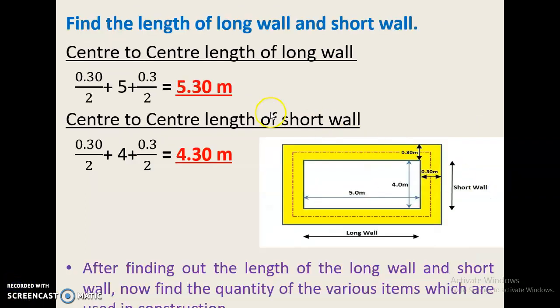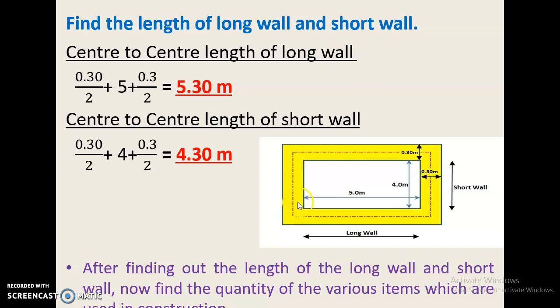Let us calculate the center-to-center length of the long wall. Before that, in the given plan, just identify which wall you are going to consider as the long wall. If you take the horizontal wall as the long wall, the wall which is perpendicular to this wall we are going to consider as the short wall. Now let us calculate the center-to-center distance of the long wall.